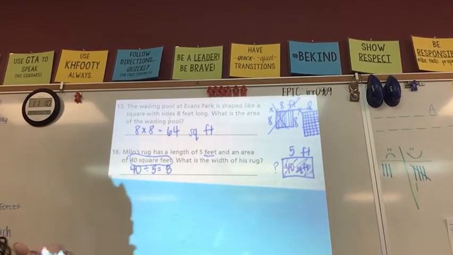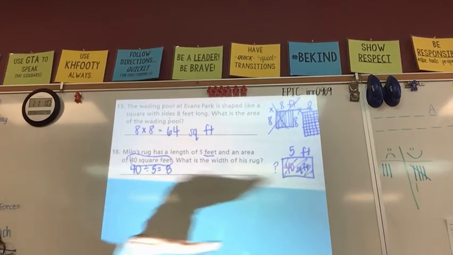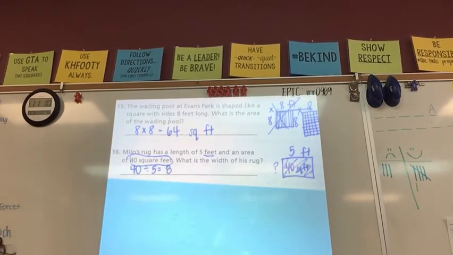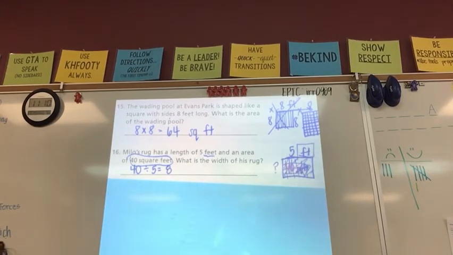What did we put our length as? The length and the width are always going to be the same type of measurement. Skylar? Square feet. Well, the area, when it's the space inside, gets to be square feet. But if it's on the outside, it's just plain old feet. Do you guys see that?